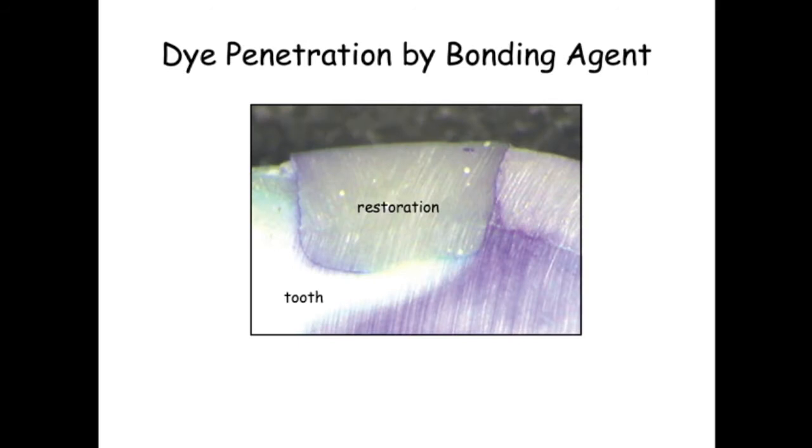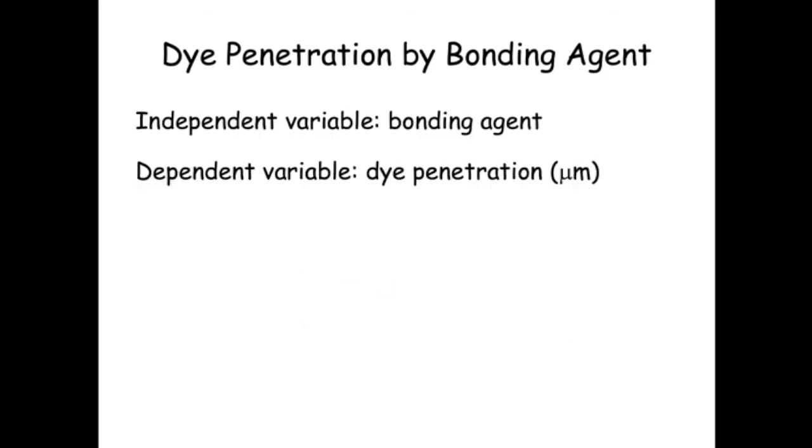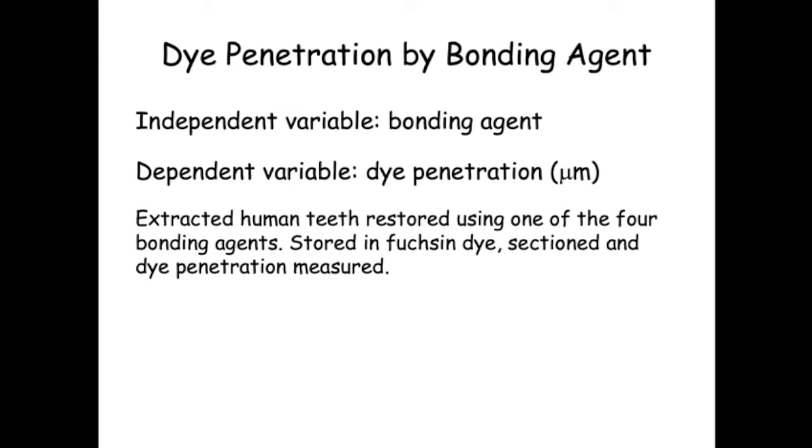A researcher compared dye penetration for 4 different bonding agents used with resin composite restorations. The greater the dye penetration, the greater the risk of microbial leakage into the tooth. The independent variable is bonding agent, and the dependent variable is dye penetration, measured in microns. Extracted teeth were restored using the bonding agents, then stored in dye for 48 hours, sectioned, and the greatest dye penetration for each tooth was recorded.